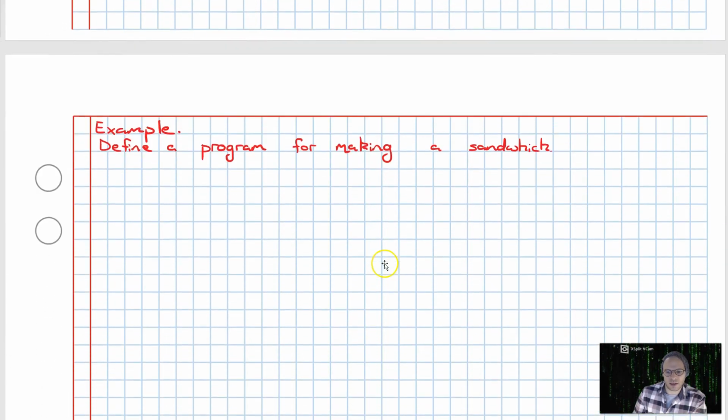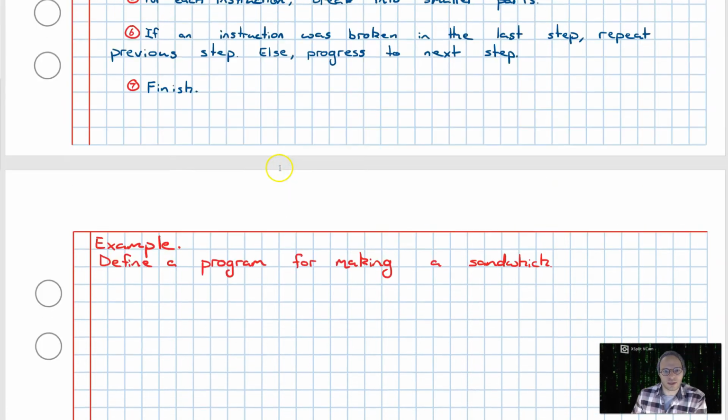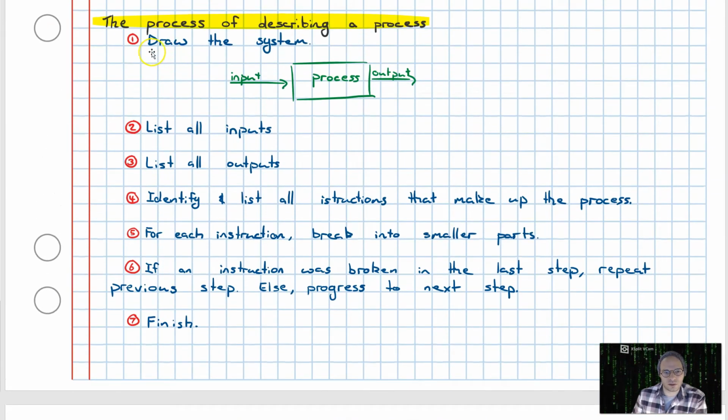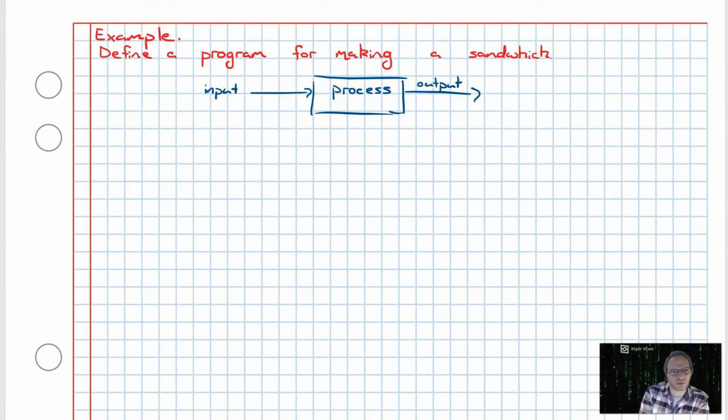Now, applying this, we're going to define a program for making a sandwich. Looking at step 1 on our list here, what we need to do is draw the system. So my input. Now I don't want to have process here. Rather, what I want to have here is make sandwich.